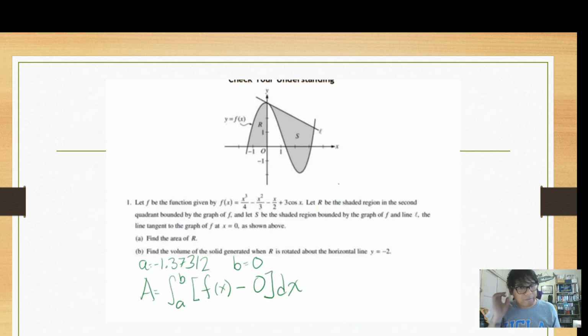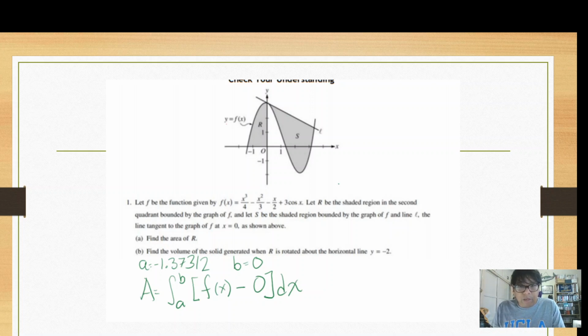Here you see I've gone ahead and written down a equals -1.37312. You'll never have to write that number again. Just use the letter a. And then if you write down b equals 0, you'll never have to use that number again. Just use the letter b.